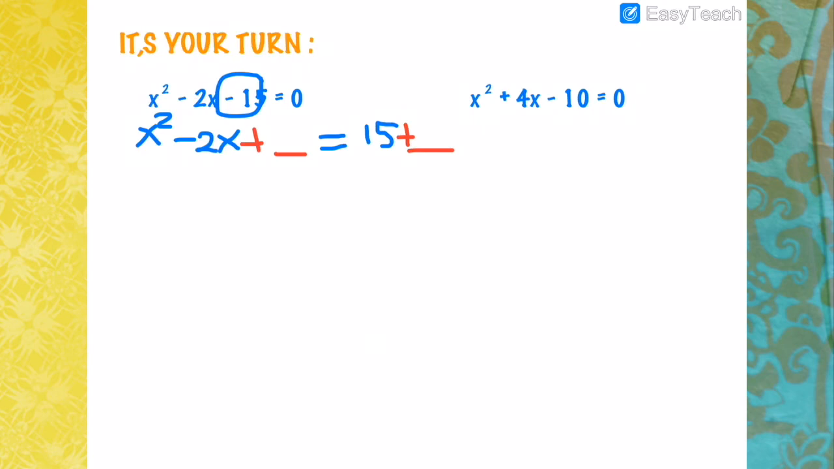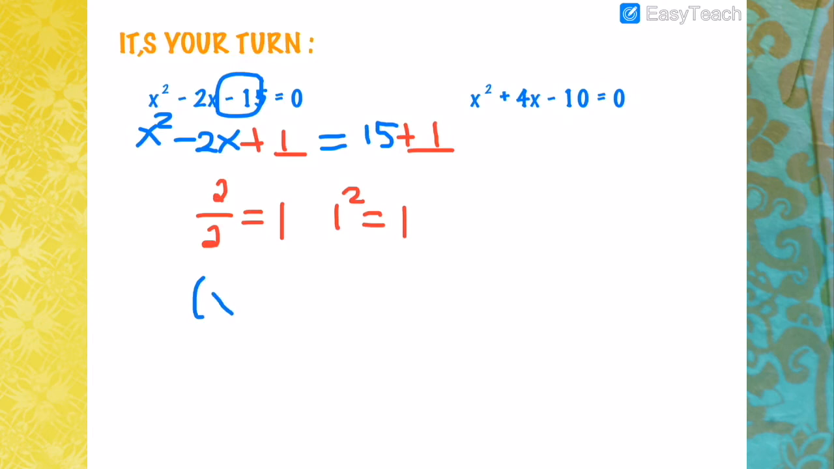Next step is to divide the middle term by 2. So 2 divided by 2 is 1, and then we square that number. 1 squared is 1. Then we add on both sides that value. The next step is to factor out the left side.